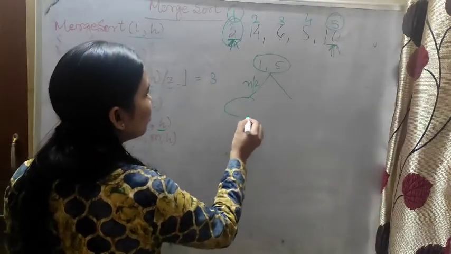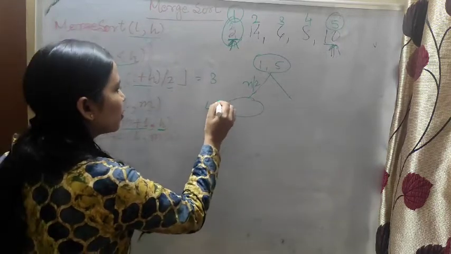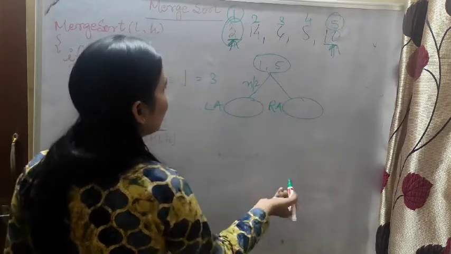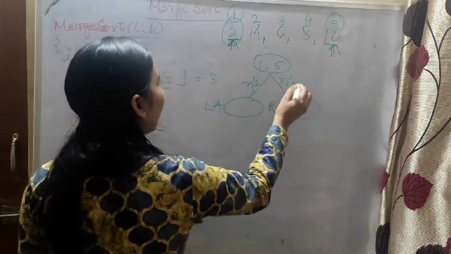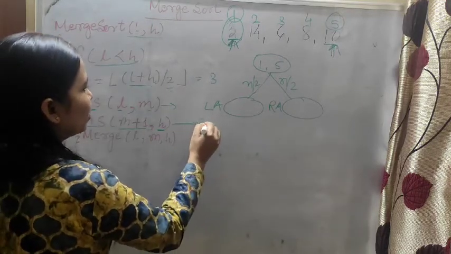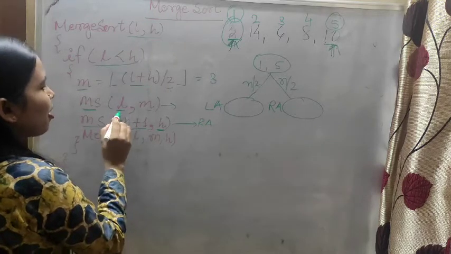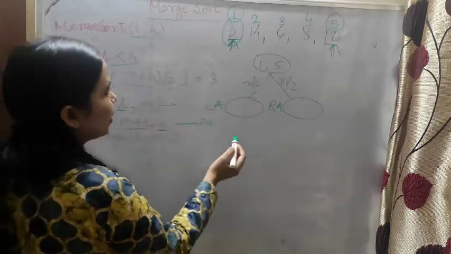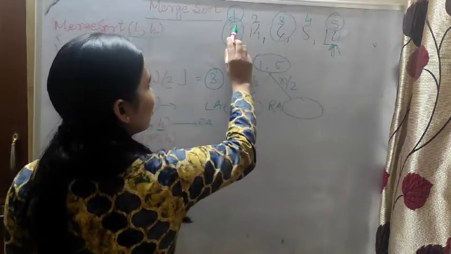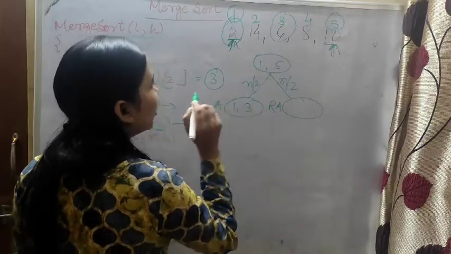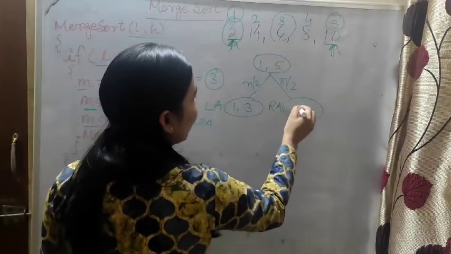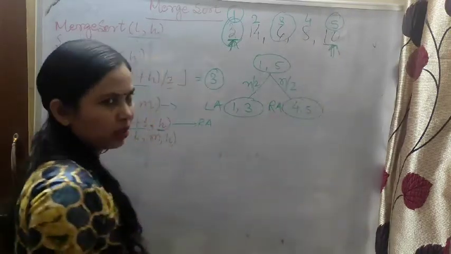So n by 2, whenever we do it, on the left side we write the left subarray and on the right side we write the right subarray. So after dividing, this is the left subarray and this is the right subarray. In the left subarray we write the first element up to the middle element. What is the middle element? 3. So that means 1, 2, 3 will come in the left array elements. In the right array, 4 to 5 will come because these two numbers only remain.